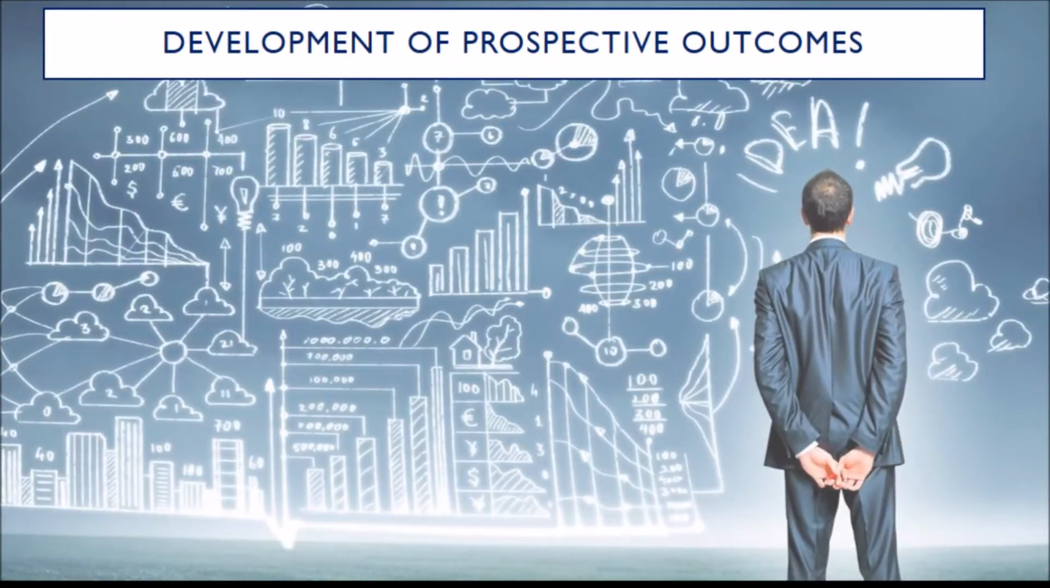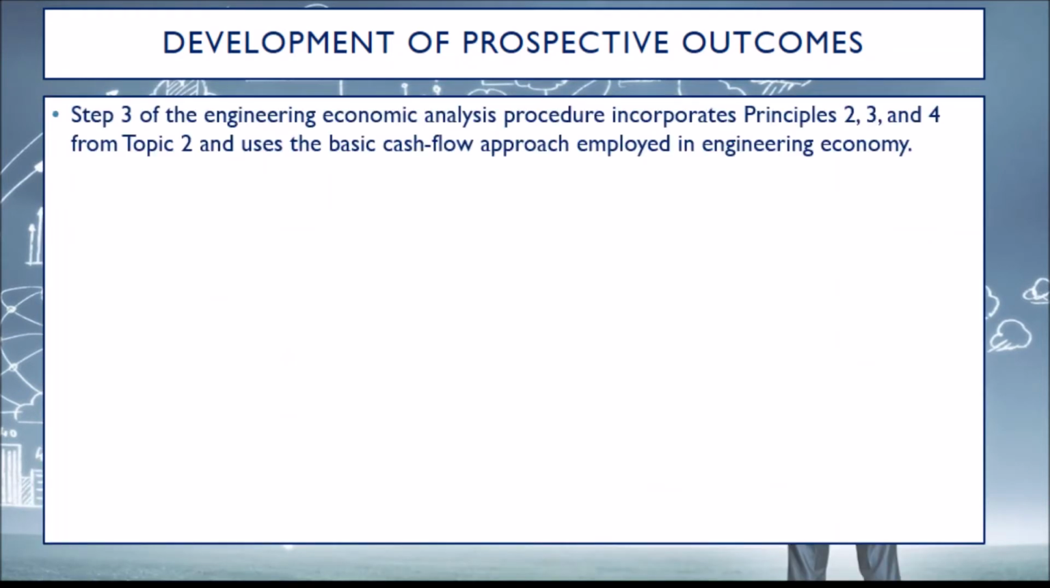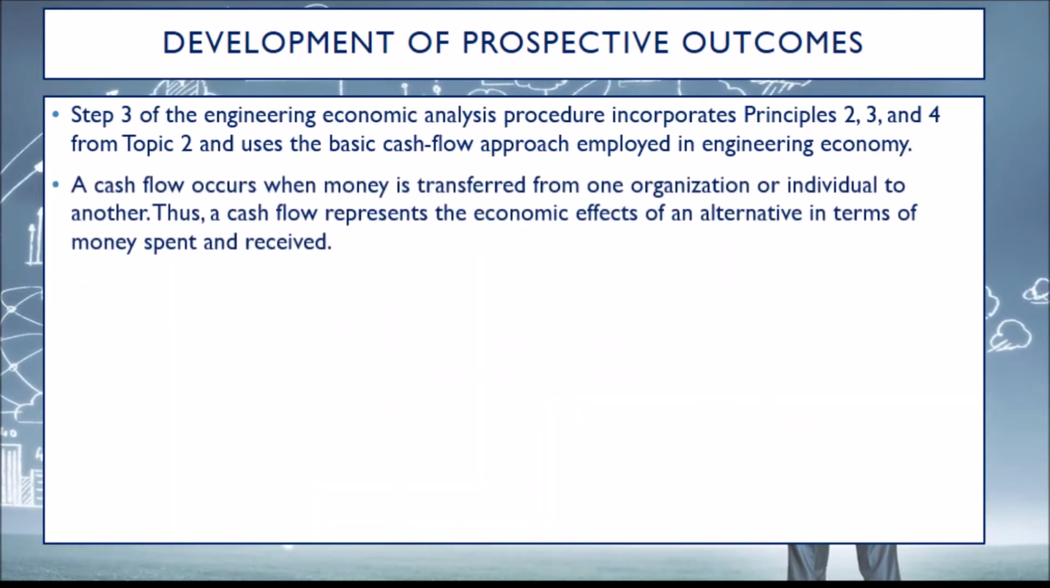Development of prospective outcomes. Step 3 of the engineering economic analysis procedure incorporates principles 2, 3, and 4 and uses the basic cash flow approach employed in engineering economy. A cash flow occurs when money is transferred from one organization or individual to another. Thus, a cash flow represents the economic effects of an alternative in terms of money spent or received.